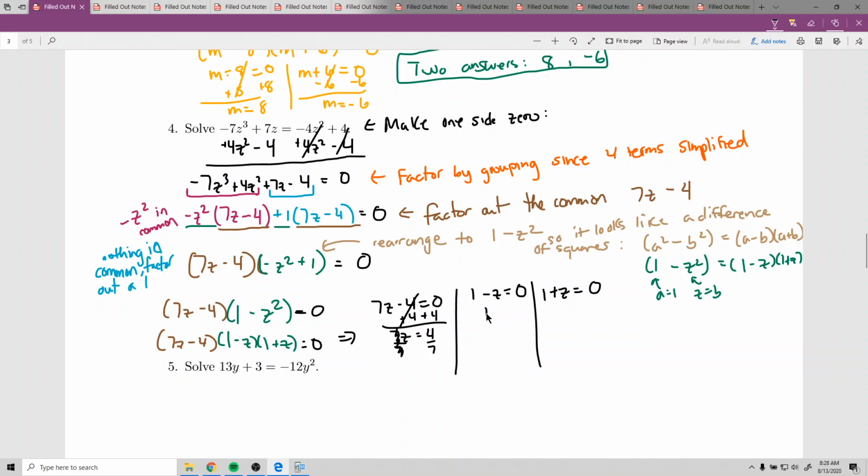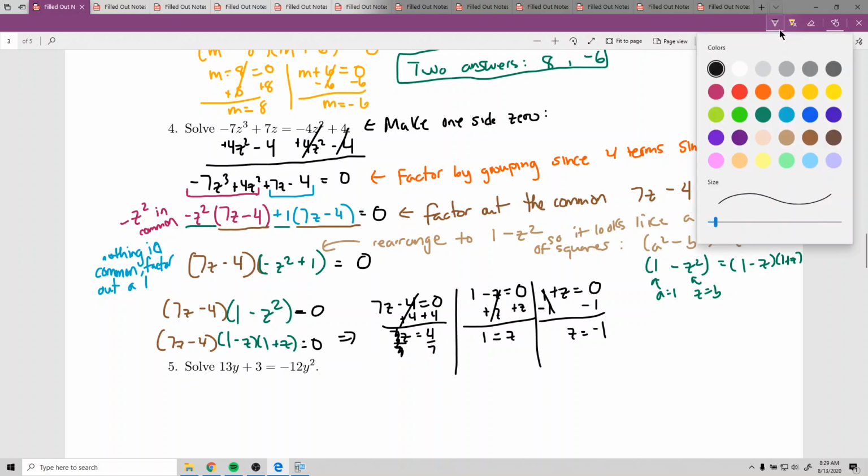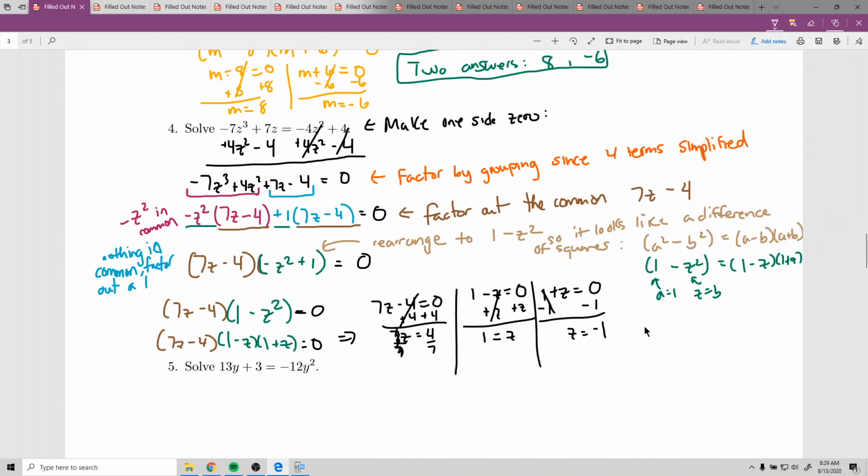The one in the middle, if you add Z to each side, that's the easiest way to make Z by itself. We get 1 equals Z. And then the one on the right, the easiest way to get Z by itself is subtract 1 from each side, and we get Z equals negative 1. Right, so this one has 3 answers as well. We got 4/7, 1, and negative 1.